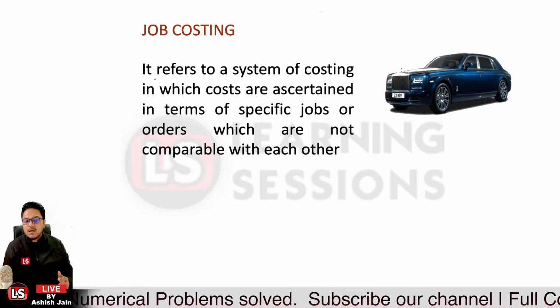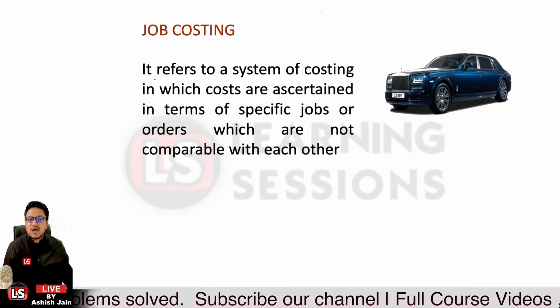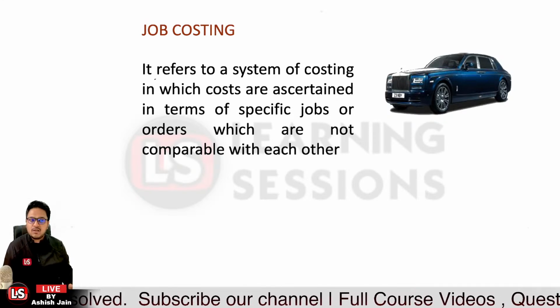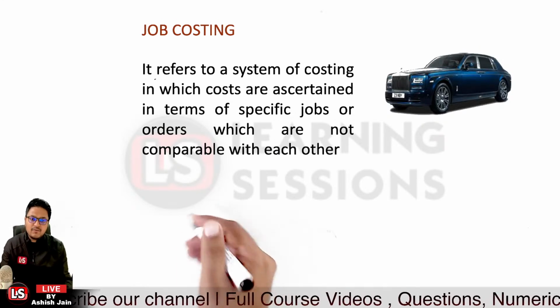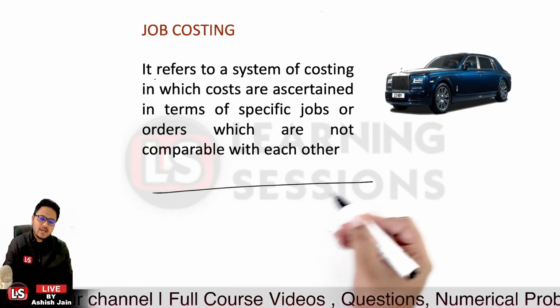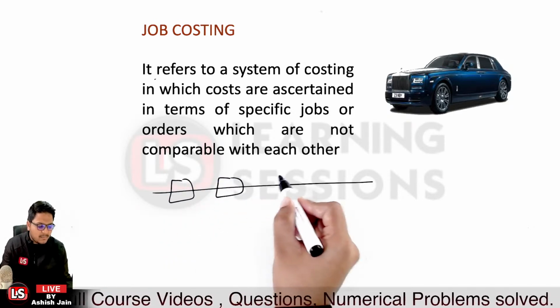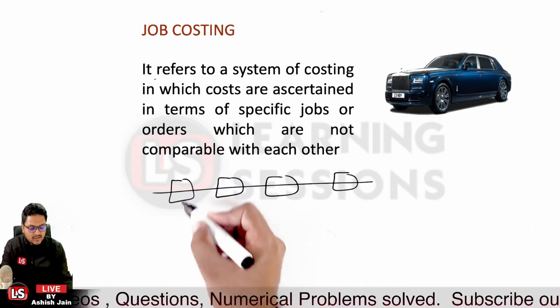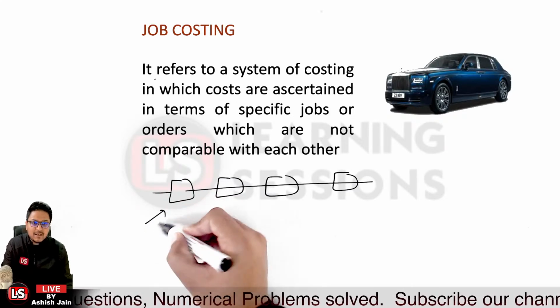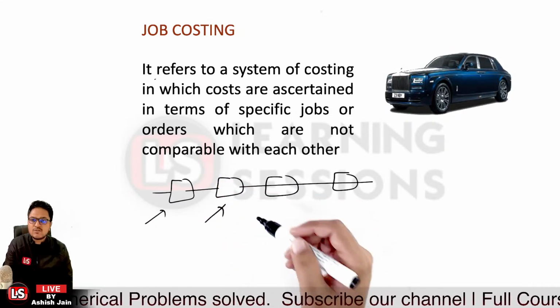We have different jobs or different orders which are not comparable with each other. Let's say that we have a manufacturing chain, and there are different jobs to be performed, and these jobs are not comparable to each other. On this particular job, what amount have we spent, and on that job, what costs are associated with it.